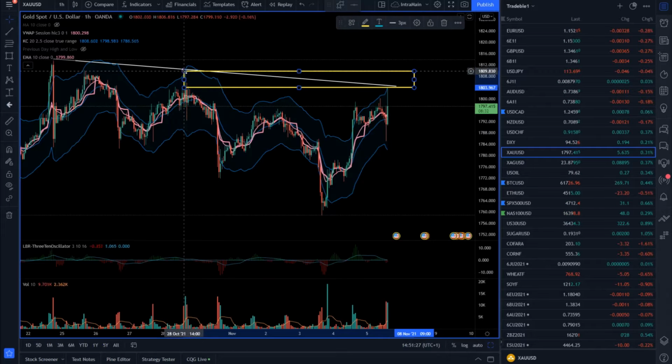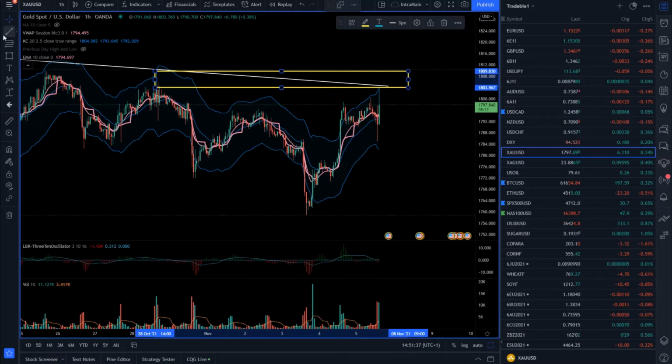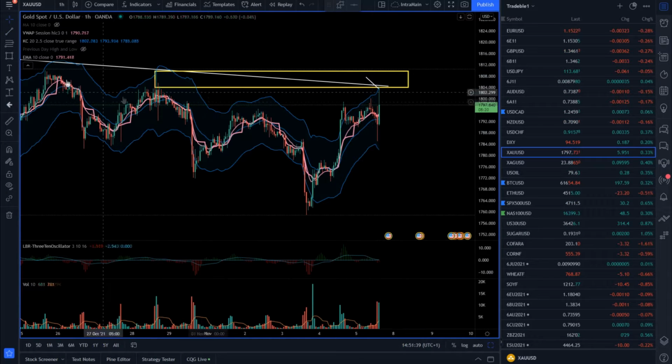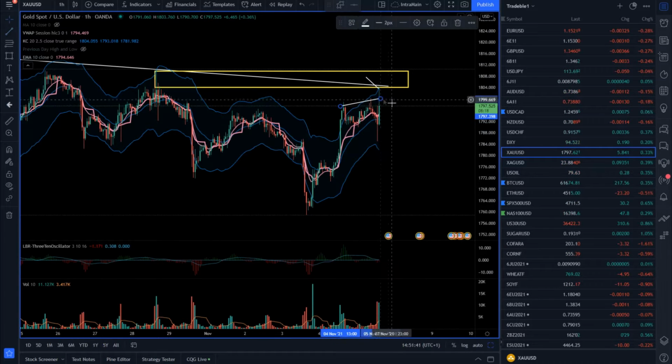That was also an area of supply. So I think as long as we don't really go upside of 1810, this still looks bullish to me, with just this climactic action that happened after the news.